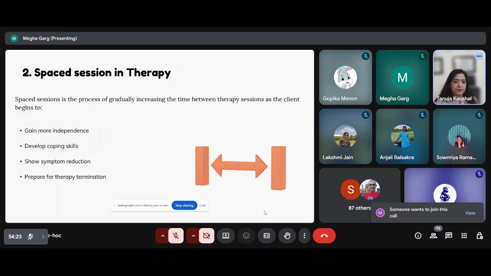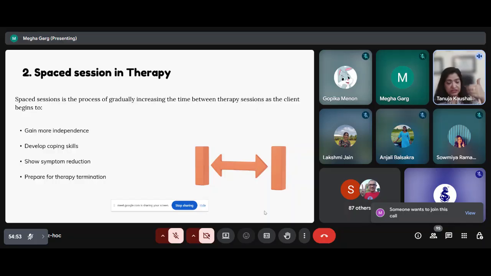Next, Megha, please. Okay, so spaced sessions. This is a great technique when you're working towards termination. Spaced sessions happen near the end of the therapy, and when the client is, of course, doing better. And this means that the sessions are not required to be scheduled on weekly basis. They can be more spaced, meaning depending upon client's progress, you can schedule the next session after 10 days or 15 days or 20 days.